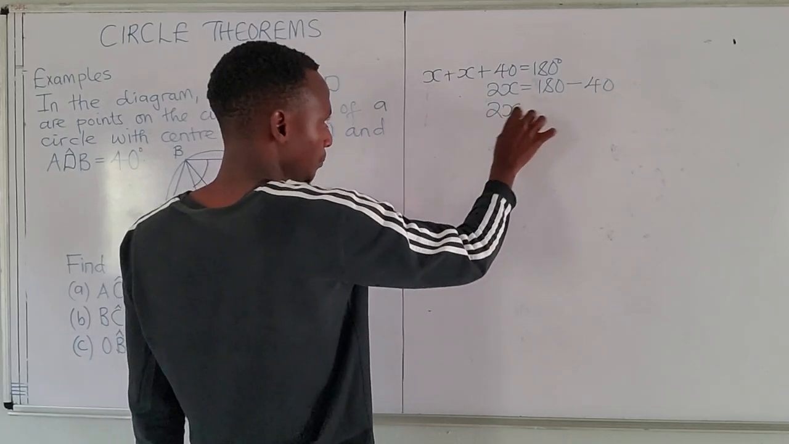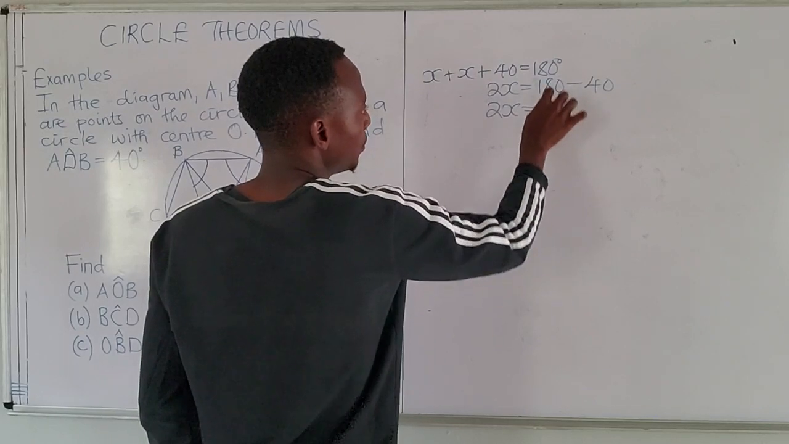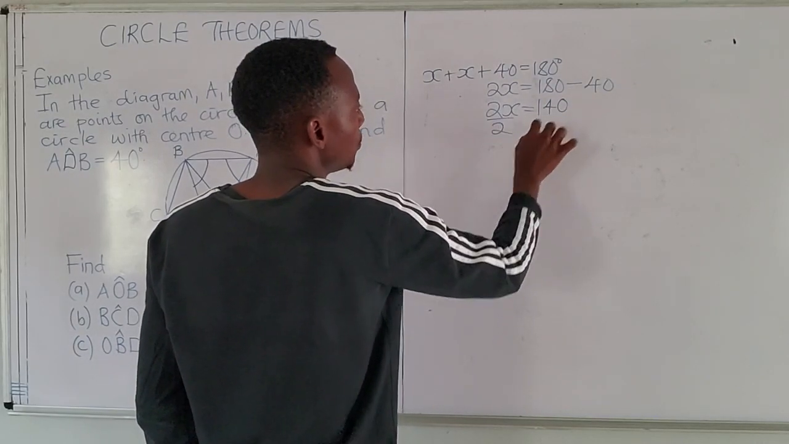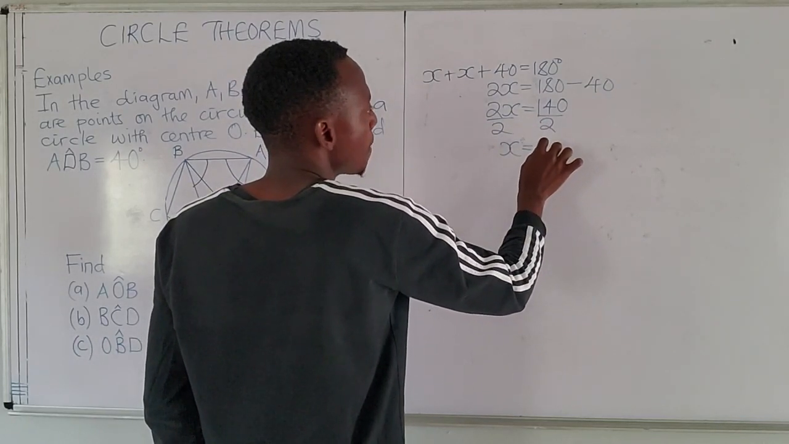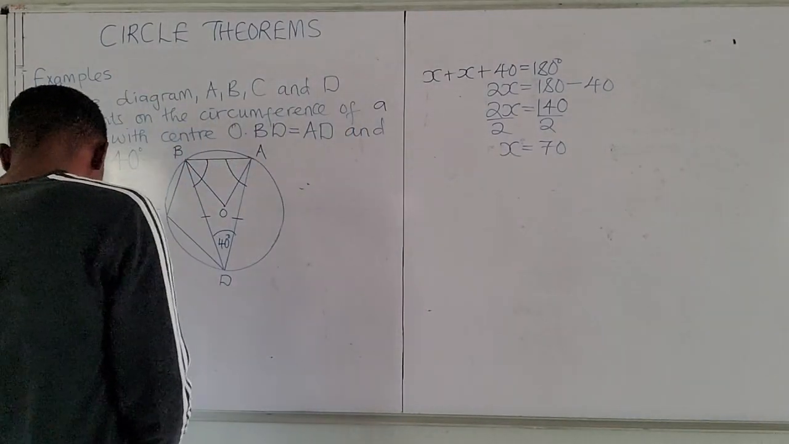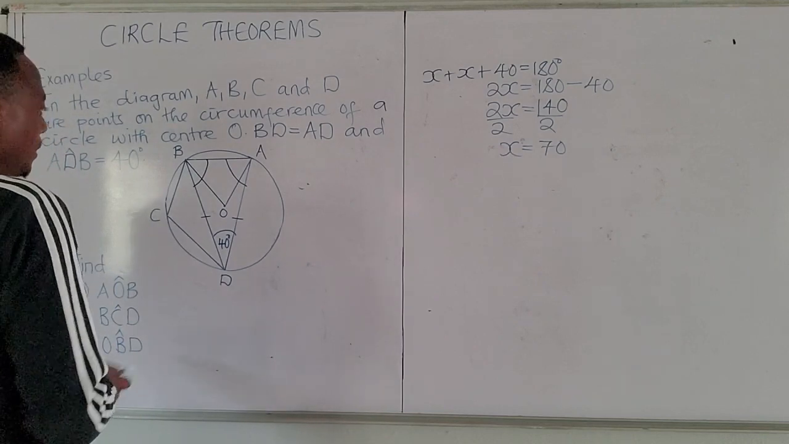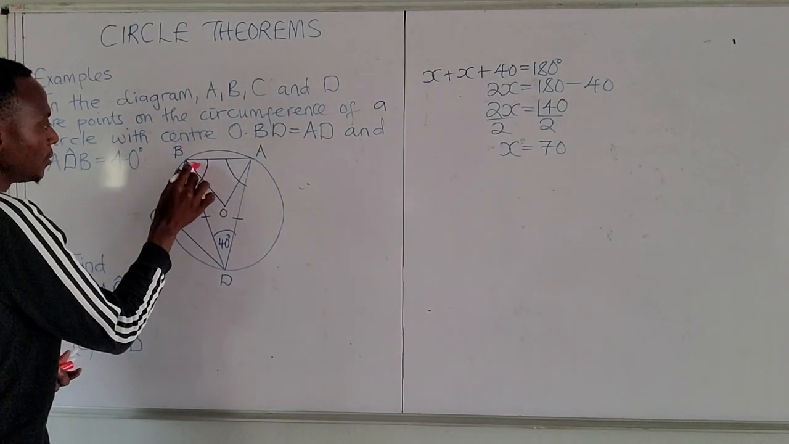So 2x is equal to 140. We divide by 2, divide by 2. So our angle x will be equal to 70. So what does that mean? It means that since we have our angle 70, this angle here is 70 degrees.